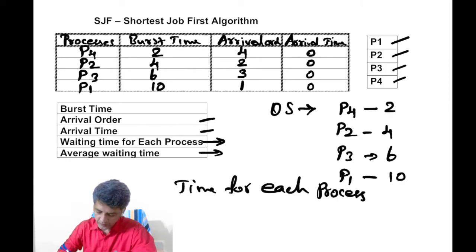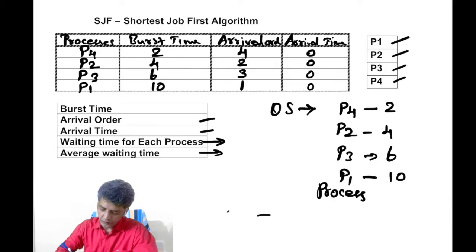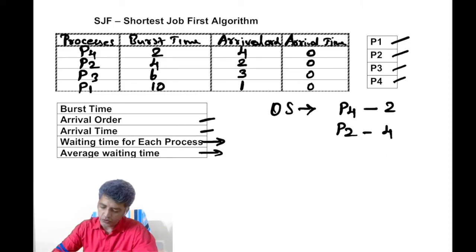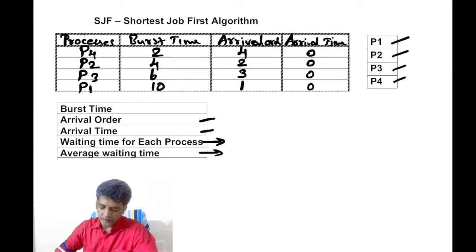Then the average waiting time also we are going to calculate, right? Now what I'm going to do, I'm going to erase all these things. Then we are going to calculate the average waiting time as well as the waiting time for each process, right? First, we will calculate the waiting time for each process.